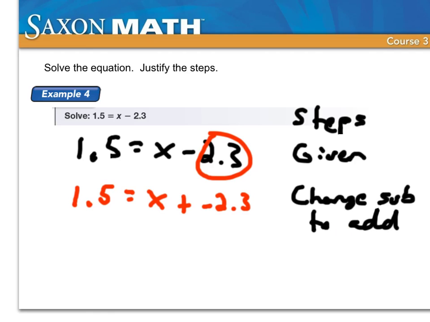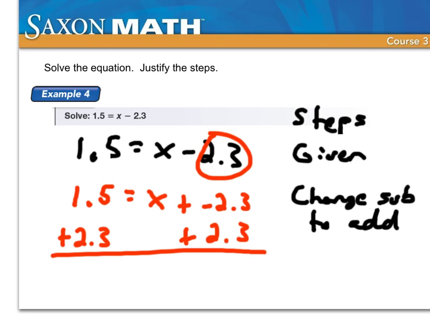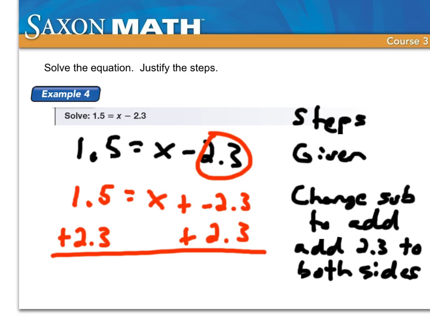Well, now from here we have to get rid of the negative 2.3. We're going to do that by adding a positive 2.3 to both sides. And in our steps over here, we're going to write add 2.3 to both sides. That's what we're doing. And when I do that, the negative 2.3 and positive 2.3 will cancel, leaving me with just x here. And then we're going to add these numbers. We get 3.8, and our answer is 3.8 equals x.